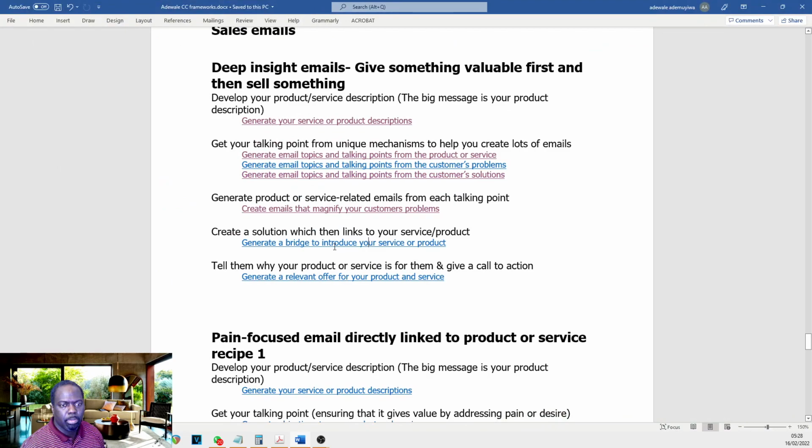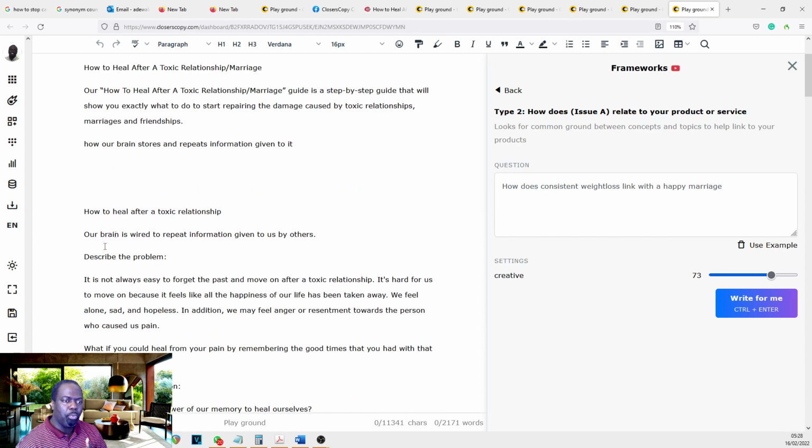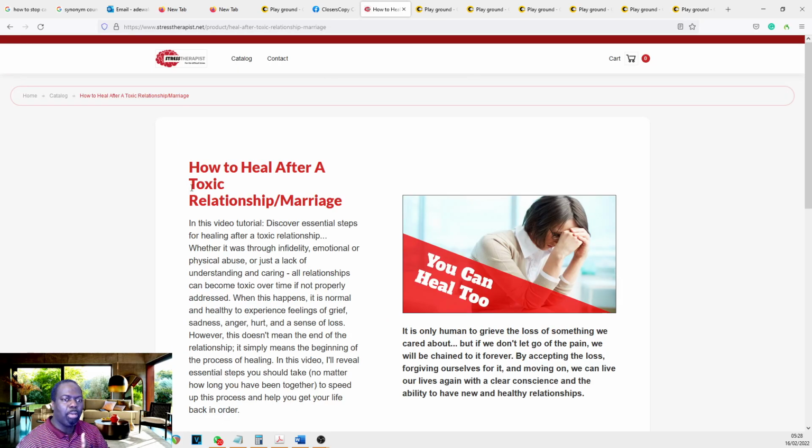The next step is create a bridge which highlights the solution. Now, this is going to be a bit crucial to understand. We want to ask a question that takes into consideration first what the initial email is talking about, which is how our brain is wired to repeat information given to us by others, to our product, how to heal after a toxic relationship. So this is the product we're selling, and we need to make sure that the concepts are related. So it's helpful to know the concept you used in the product.